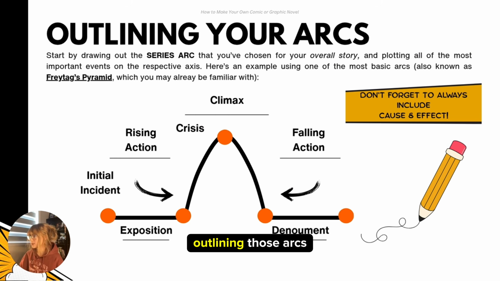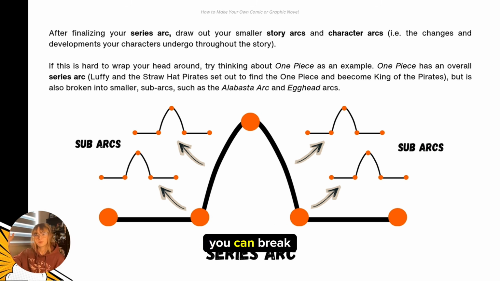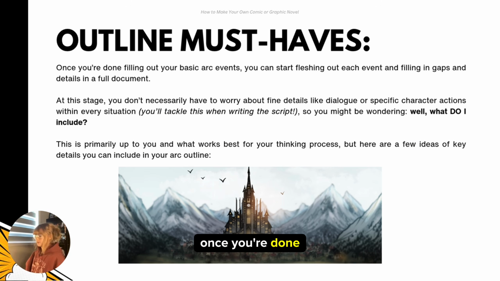So when you're outlining those arcs, you can start by drawing out your series arc. This is, remember, the arc for your overall story. And after you've done that, you can break it into your individual arcs, your smaller story arcs. Once you're done drawing that out, you can start fleshing out each of those events and filling in gaps and details. This is all up to personal preference, but this is how I like to do it.